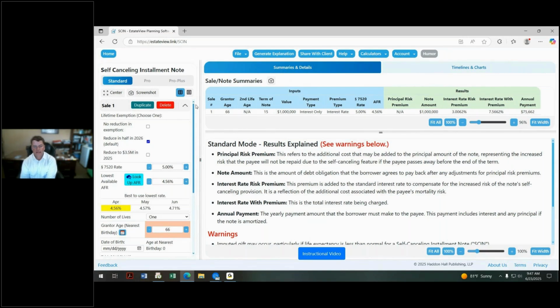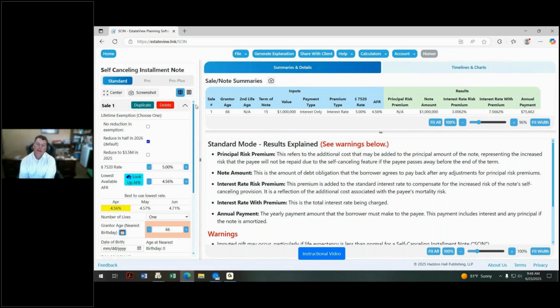What's nice with a self-canceling installment note, again, is that I can sell the assets and I'll have this promissory note that's owed back to me during my lifetime. It's going to provide me with an income stream of payments during my lifetime. But on my death, there's no further obligation of the trust to repay any of the outstanding balance. As a result, we're able to transfer assets without being subject to estate tax. It's a really nice mechanism that we can use.